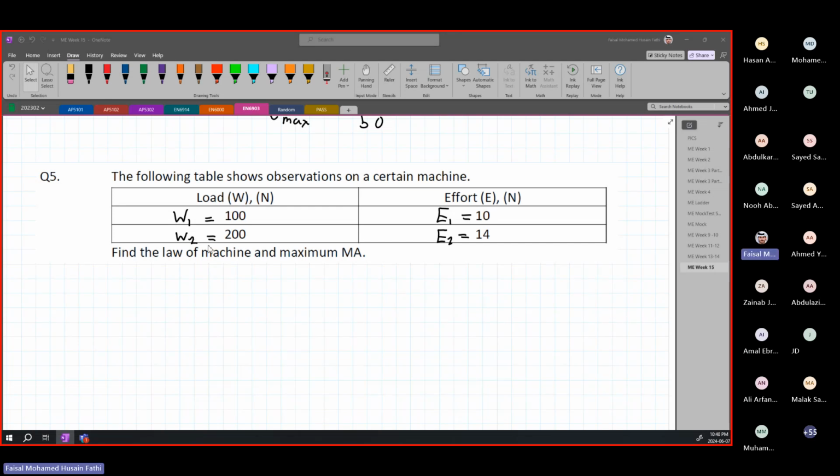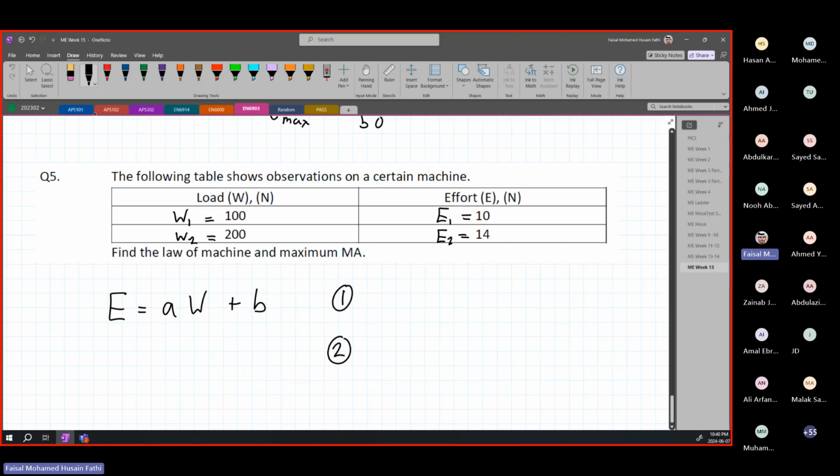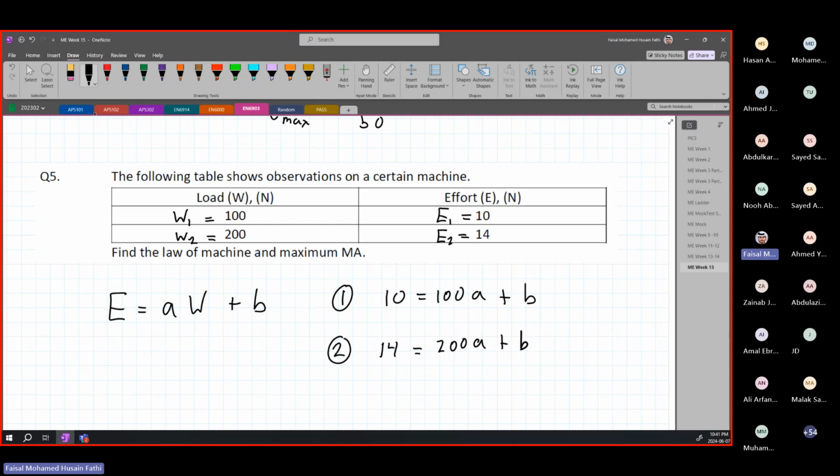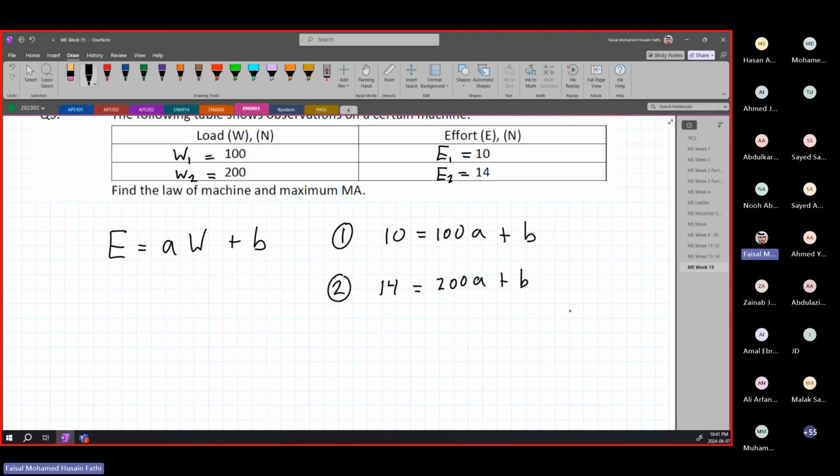So W1 and W2 were given, E1 and E2 are given. They want us to find the law of machine. So the law of machine is E is equal to AW plus B. Again, we're going to form our two equations. Equation 1 is for E1 and W1, so 10 is equal to 100A plus B. And the second one is 14 equal to 200A plus B. Don't get confused, I just multiplied directly instead of putting W after A, I put it before.